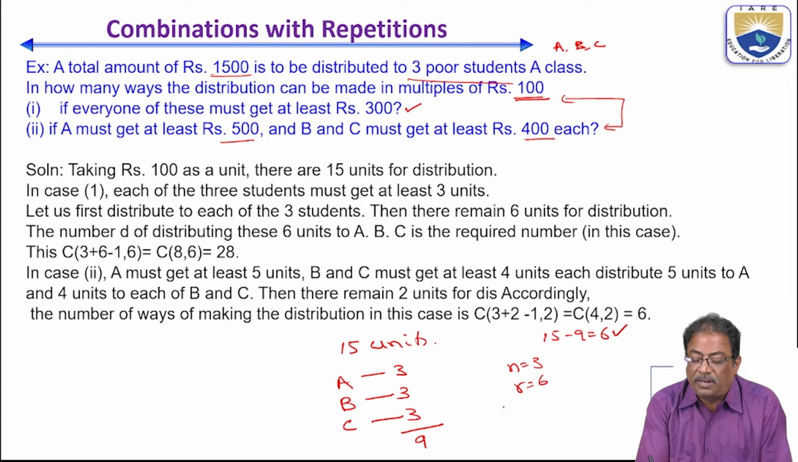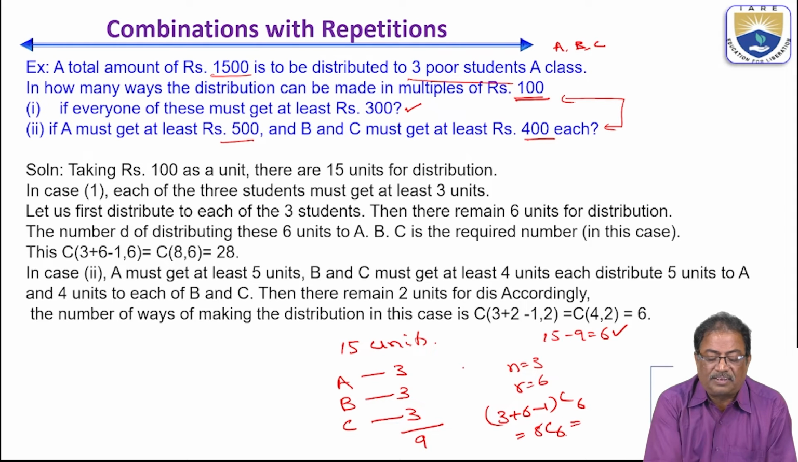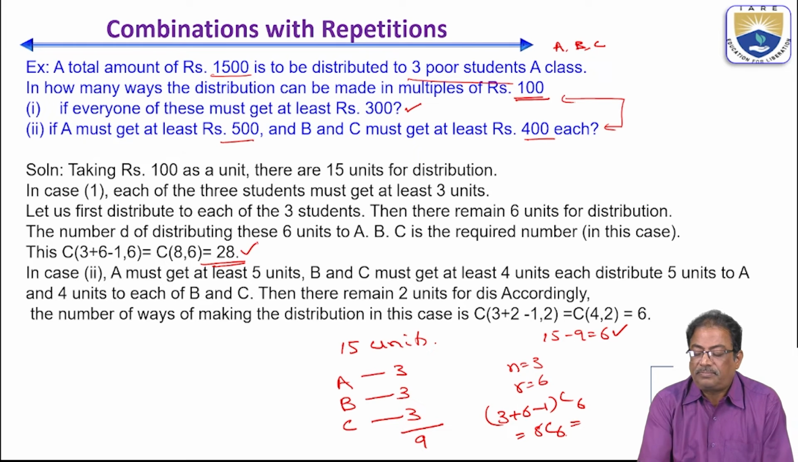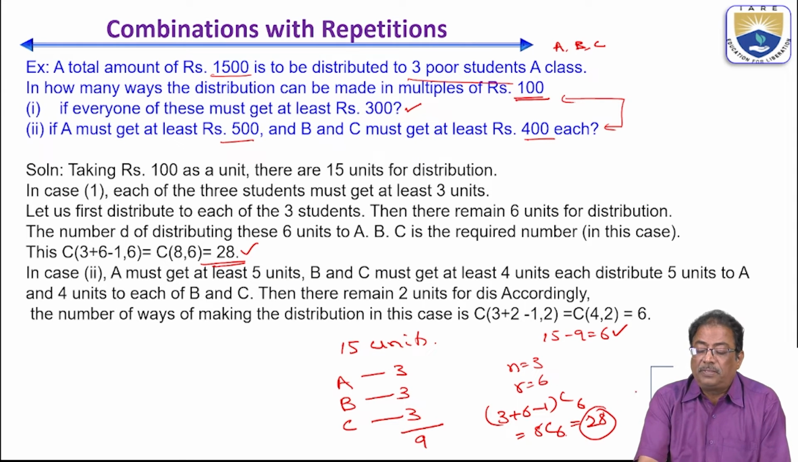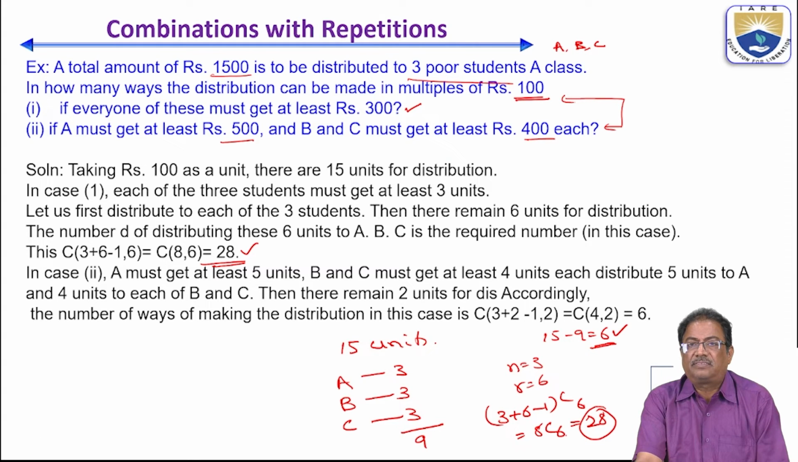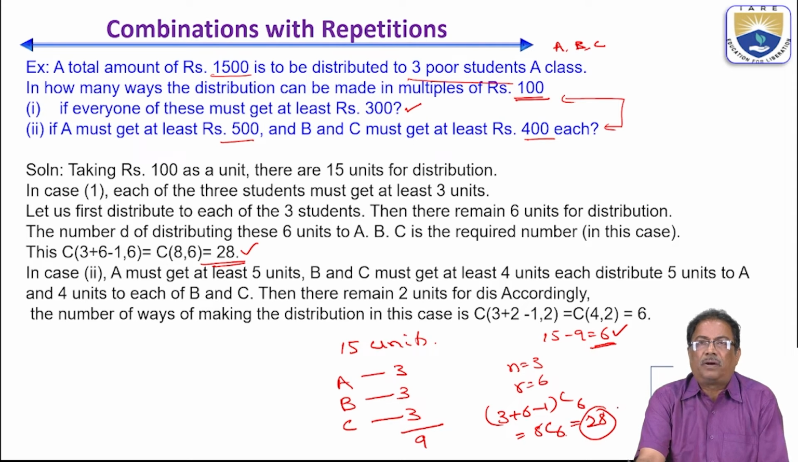So this is nothing but n plus r minus 1 C r, so 3 plus 6 minus 1 C 6. Subsequently, this is equal to 8C6. 8C6 is nothing but 28. So 28 ways the distribution can be made. That means the remaining amount is only 600, and we are going to distribute the 600 in 28 ways, in terms of multiples of hundreds.